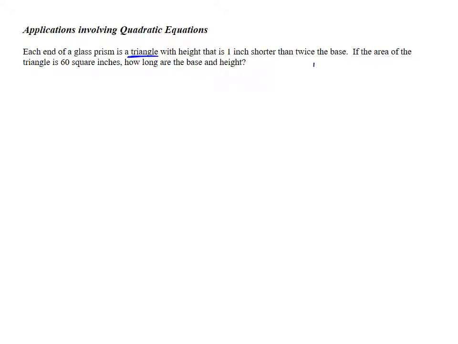So we've got a triangle. So here's a triangle. Your picture doesn't have to be perfect, but just get a semblance of it in there. It has a height that is 1 inch shorter than twice the base. So if I call this the base and this the height that I drew here, one of the things it's saying is the height is 1 inch shorter than twice the base.